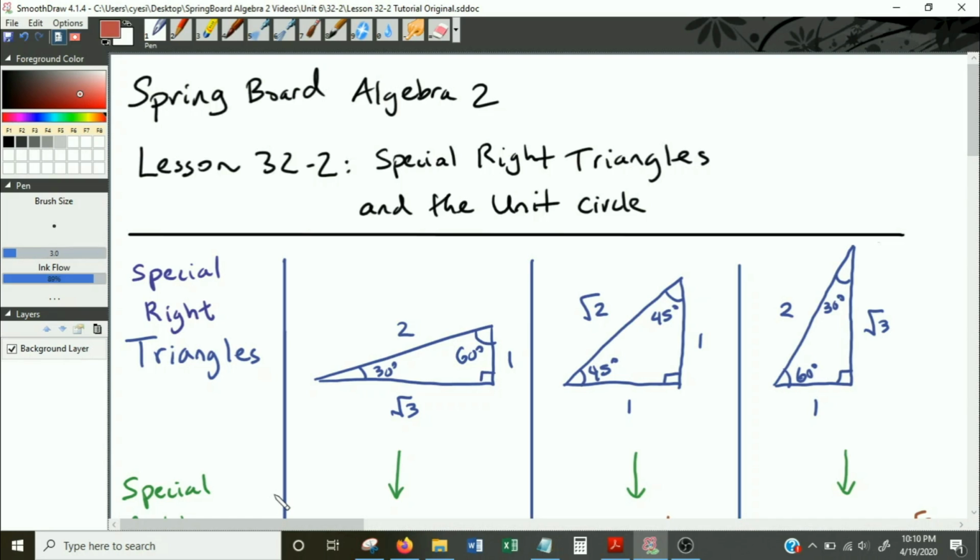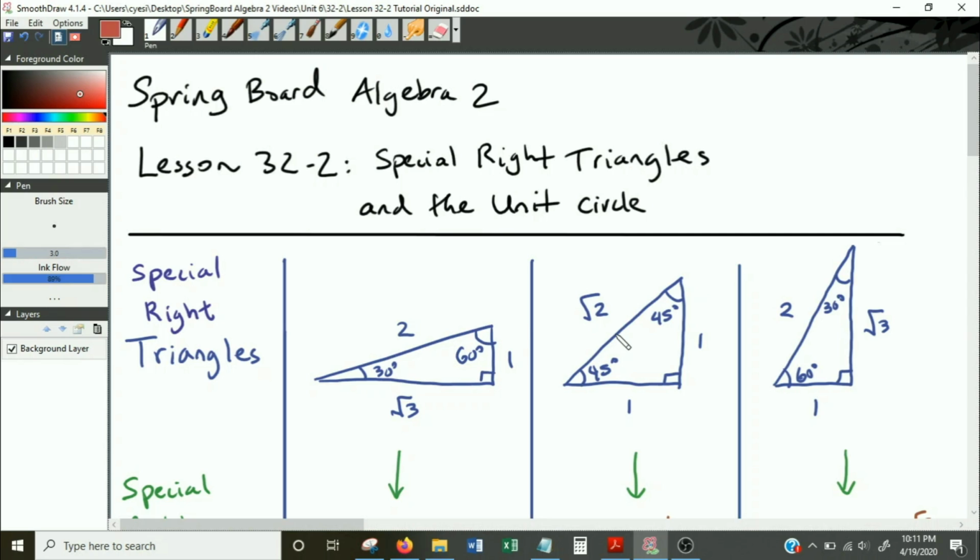Today we'll be talking about special right triangles and the unit circle. Let's first start by mentioning what the special right triangles are. The first one you see here is the 30, 60, 90 triangle, and the bottom part here is root 3, the shorter leg is 1, and the hypotenuse is 2.